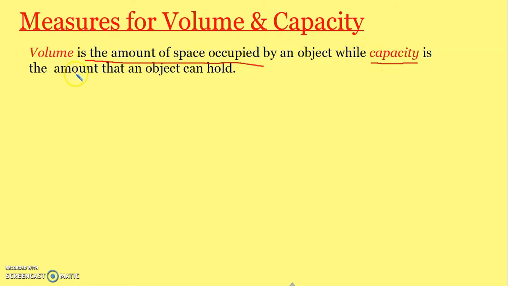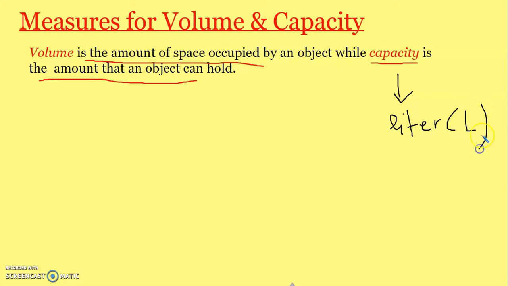When we measure capacity, it's the amount that an object can hold. Normally, ginagamit natin yan sa liquid and gas. For capacity, we use the unit of measure liter, represented by capital letter L. If you are wondering bakit capital letter, kasi kung small letter yan, mape-perceive siya as letter E.